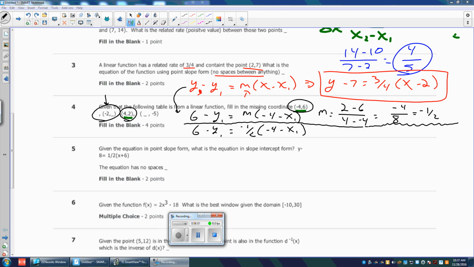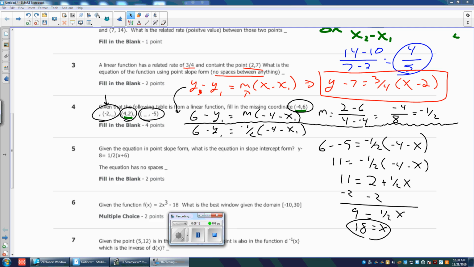Now I'm going to find that x value. So everywhere I see a y, I'm going to put negative 5. So it's 6 minus negative 5 equals negative 1/2 times negative 4 minus x. Crunch the numbers, and hopefully I did that correctly. X is 18. Again, you can hit pause if you want to copy it down, because here it goes.